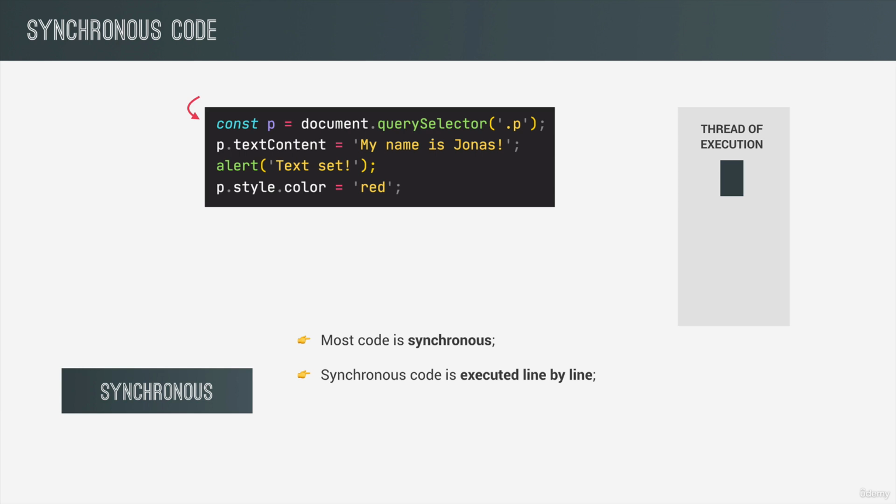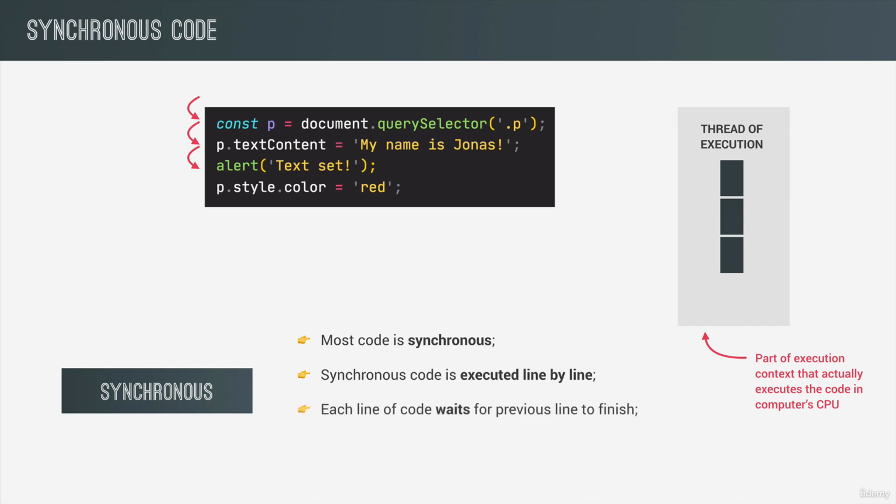It's not important here. It's just to make a point of synchronous versus asynchronous code, as you will see in the next slide. All you need to know is that the execution thread is part of the execution context, which does actually execute the code in the computer's processor. But anyway, then the next line of code is executed, and then the next one, all in sequence. So each line of code always waits for the previous line to finish execution.